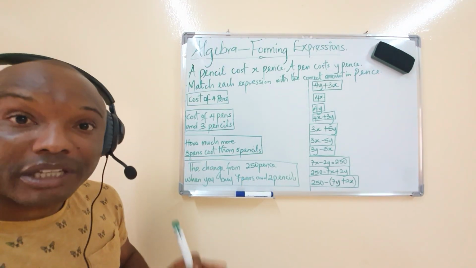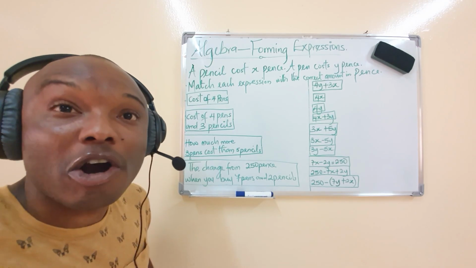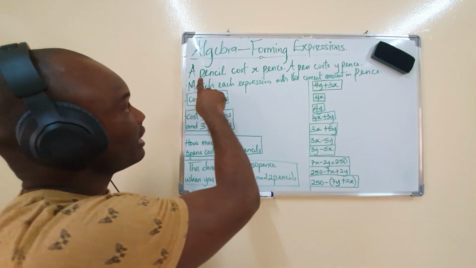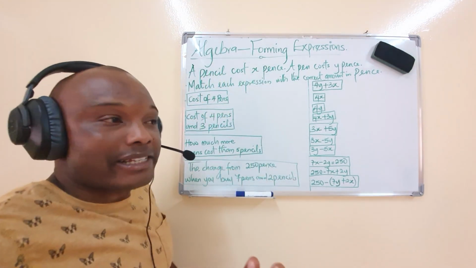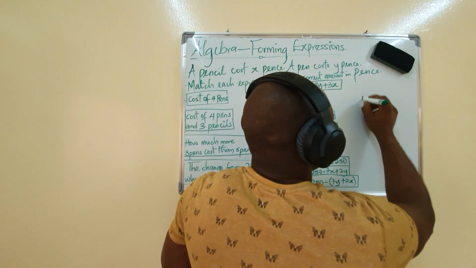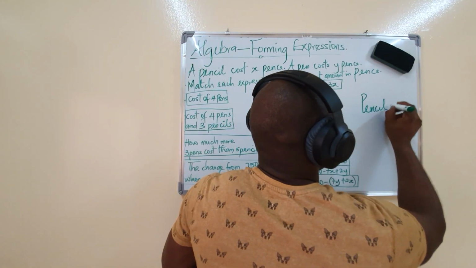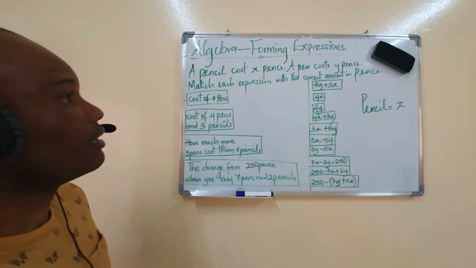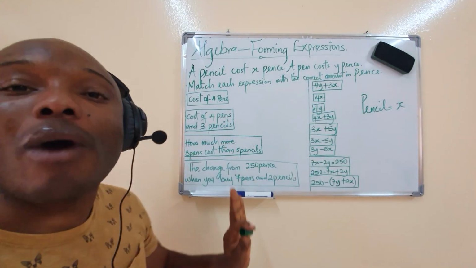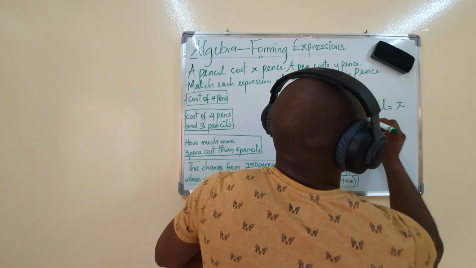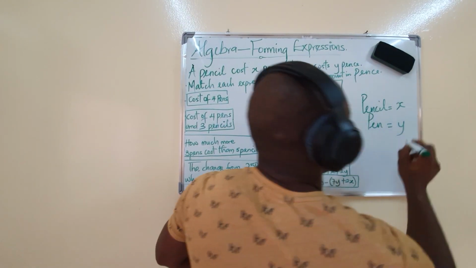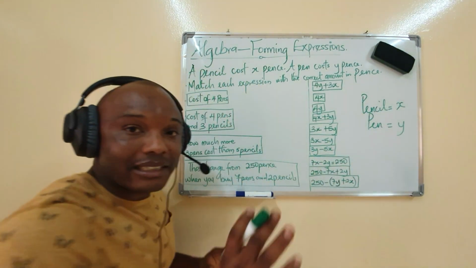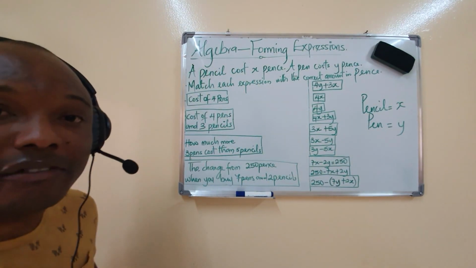All right. To be able to succeed, there is something that will help us, and that is analysis. Let us analyze the problems again. A pencil costs X pence. I'm going to write that down. A pencil costs X pence. A pen costs Y pence. Now, with this little analysis, we will be able to find what we're looking for.